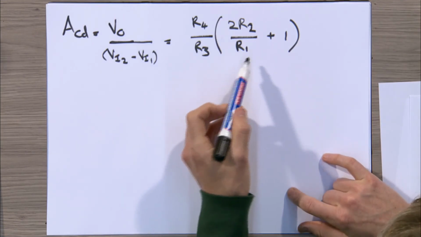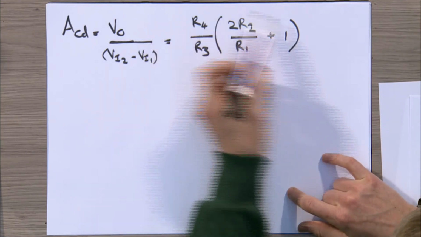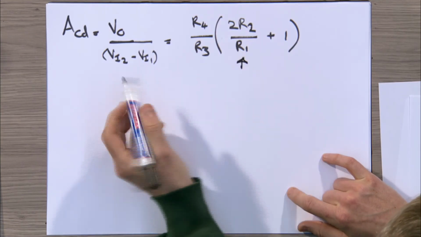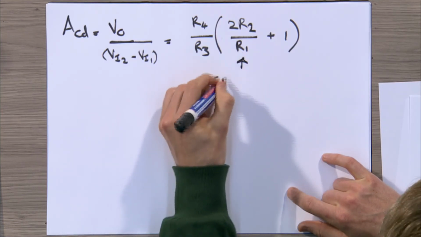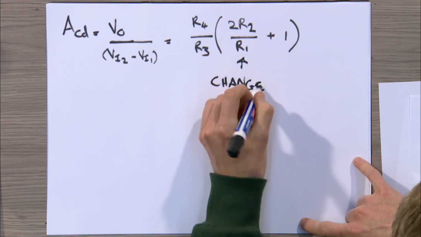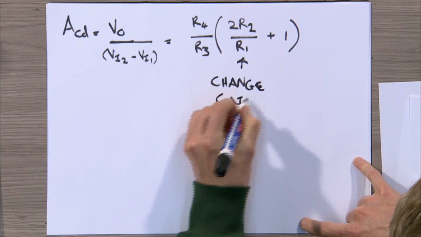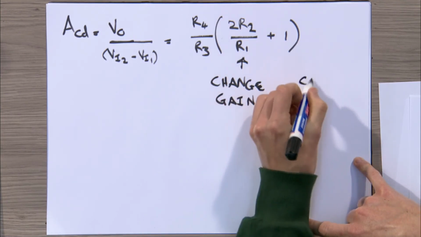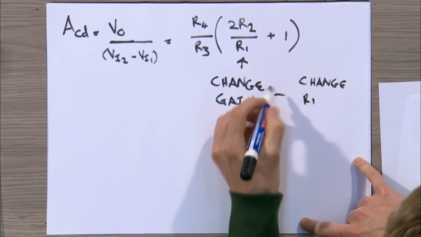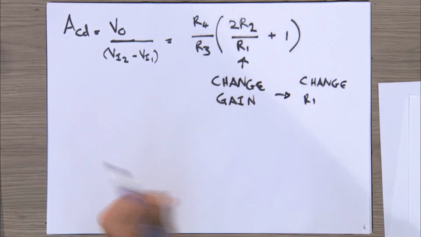One important thing to note is we can change this entire gain by changing the R1 potentiometer. So we change gain by only changing R1. And that's what we wanted to have, just one knob to turn.